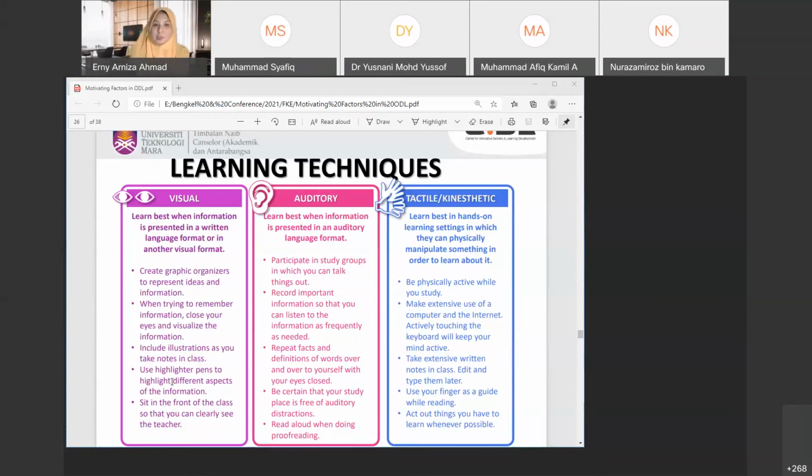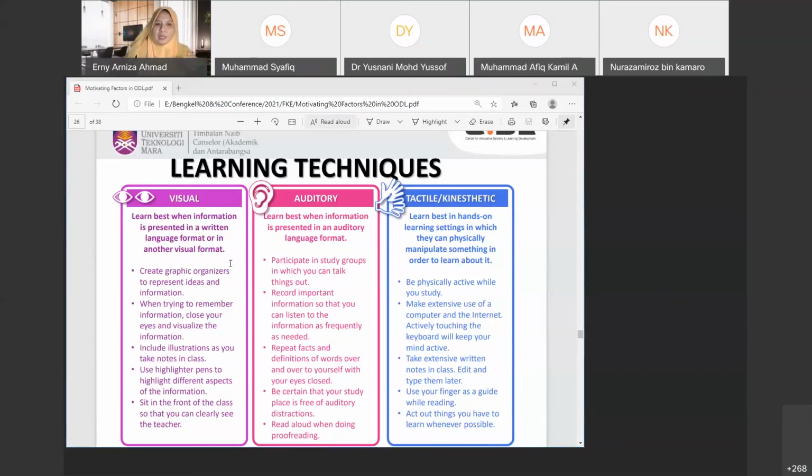Right? So for auditory, yang kena mendengar, so they need to participate in study groups in which you can talk things out. Dia kena ada study group, dia kena bercakap. Dia kena bercakap. Kalau kata lecturer pun dia akan buat benda yang kena cater 3 benda ni. Dia tak boleh fokus pada visual, dia tak boleh fokus pada auditory, dia tak boleh fokus pada kinesthetic. Dia kena ada 3 benda ni, dia kena cater sebab different students will have different learning styles.